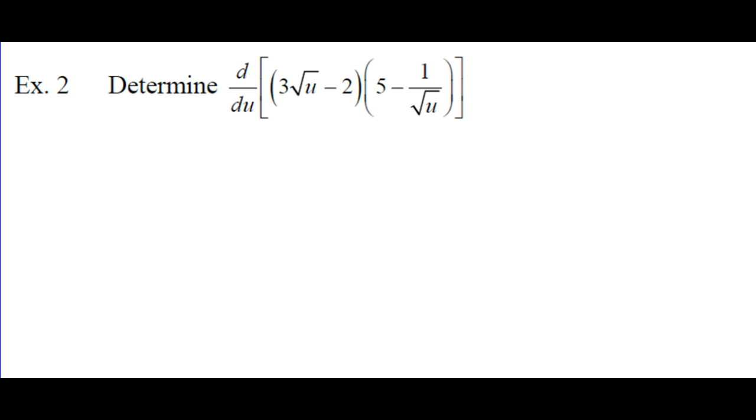Determine d by du of 3 root u minus 2 times 5 minus 1 over root u. So we're going to have to multiply that out and get a single polynomial expression, right? Well, it's sort of polynomial-ish. I guess it's not really a polynomial. So we want d by du of, okay, FOIL, right? So 15 root u minus 3, right? Minus 3. Minus 10 plus what? 2 over root u.